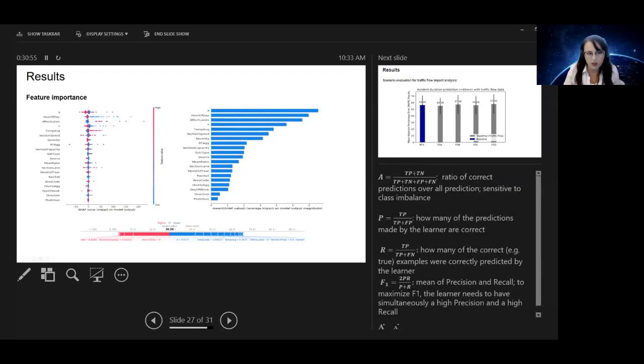The affected number of lanes, of course, have a look here. The bigger the affected number of lanes is, the more your incident duration will increase. So this tells you that different features have different weights, different impact on the results that you have.